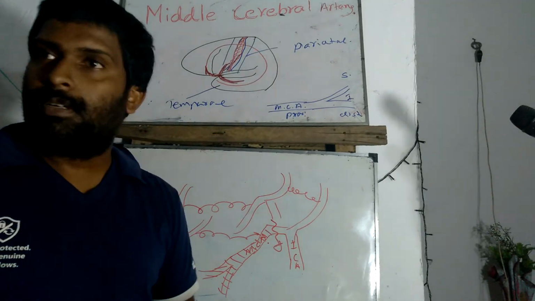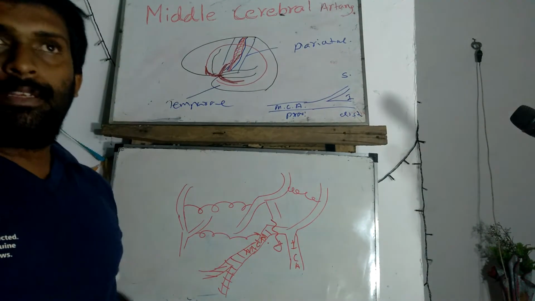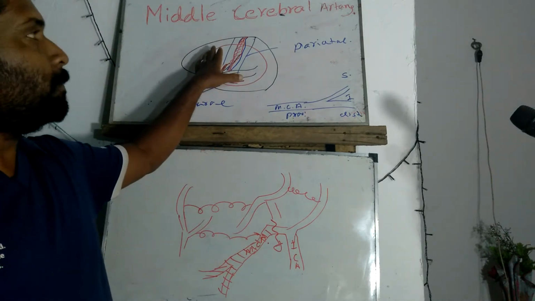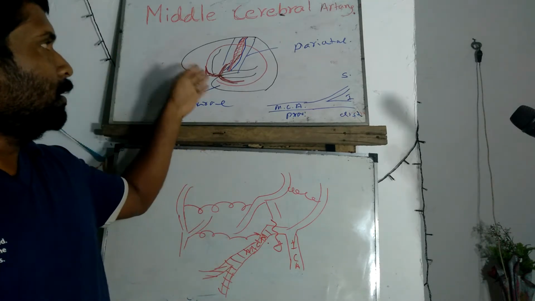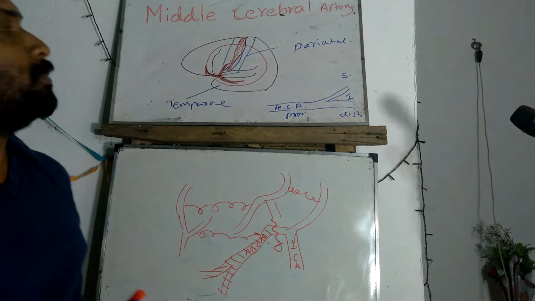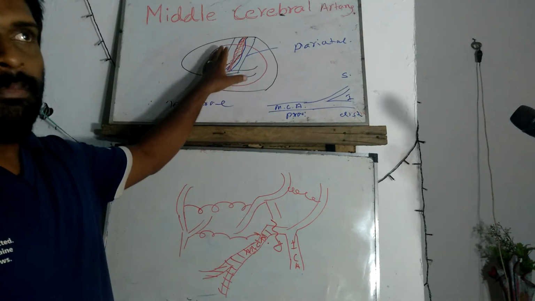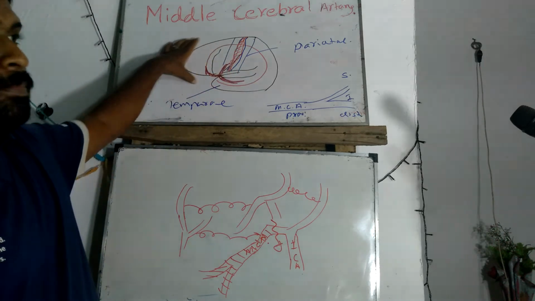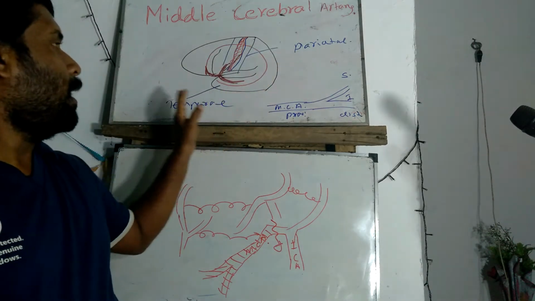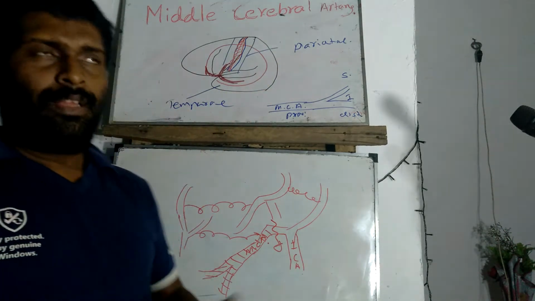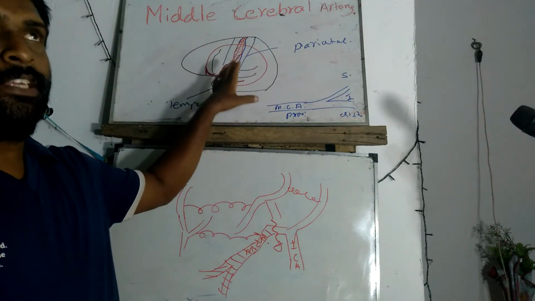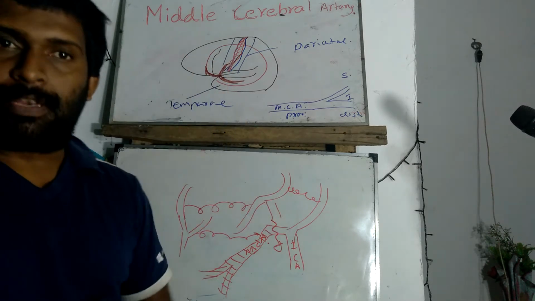Right now we are going to move to the other details, the middle cerebral artery, and discuss the hemisphere. When I draw this hemisphere, lateral side, mainly frontal area, occipital area, parietal area and temporal area. In this lateral hemisphere, what is the area connected with the middle cerebral artery?